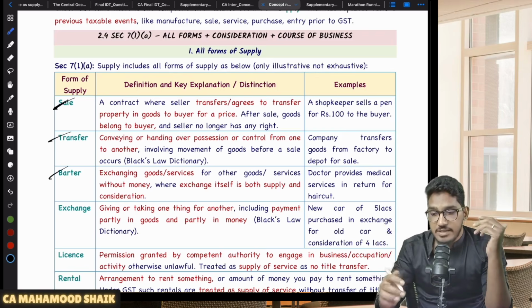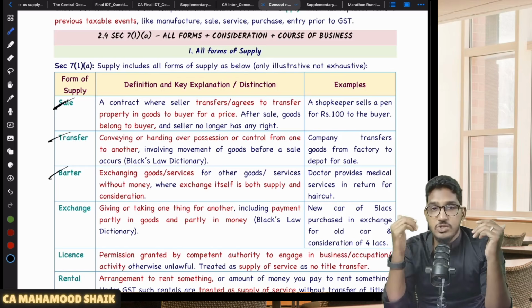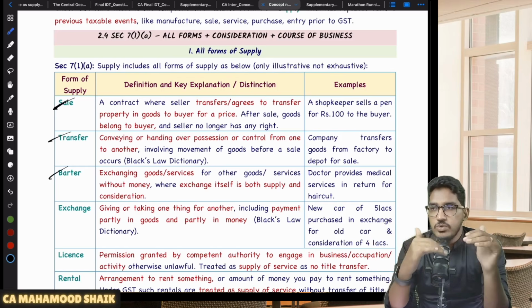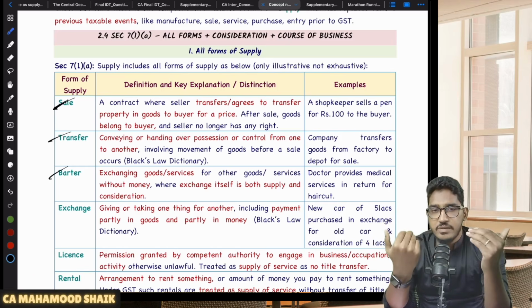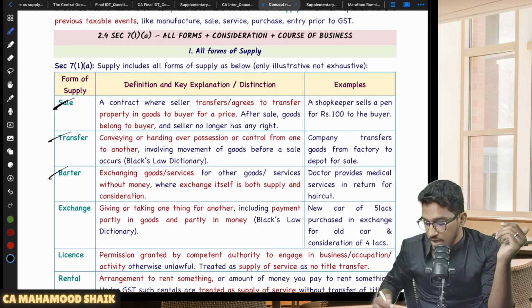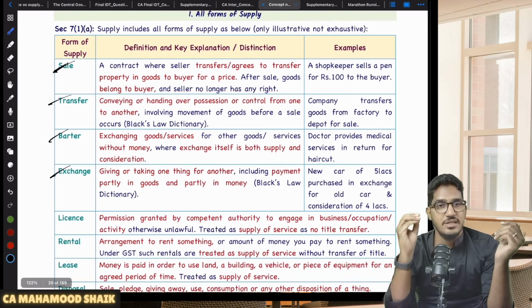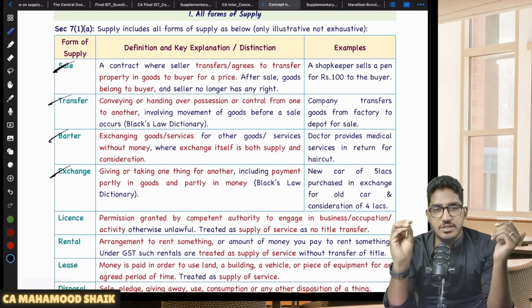Or it could be a barter transaction. Sir, what is a barter transaction? I am supplying some goods, in return I am getting some goods. So goods for goods, or goods for services, or services for services. So it could be a barter transaction. Or even it could be an exchange transaction. Sir, what is an exchange? Exchange is such a transaction where some monetary consideration is involved and some non-monetary consideration is involved.